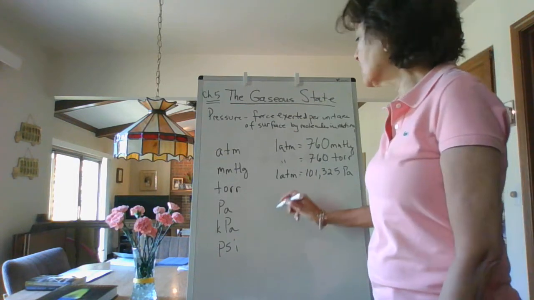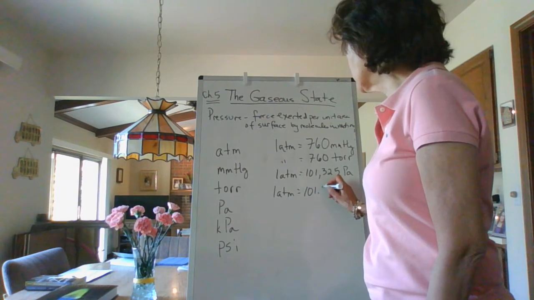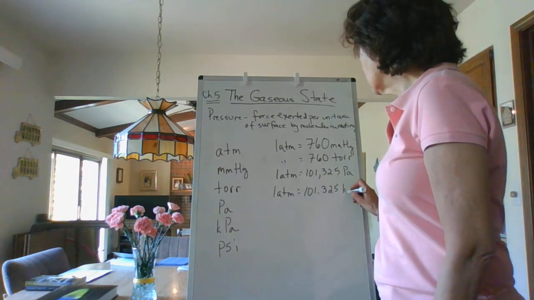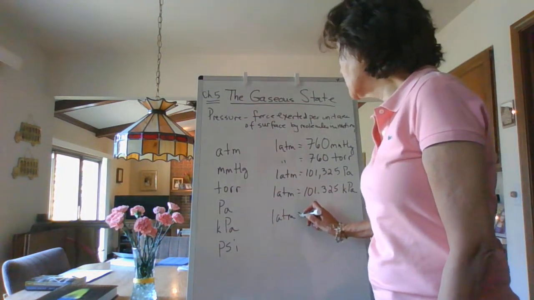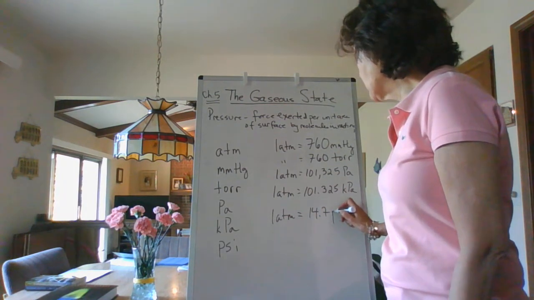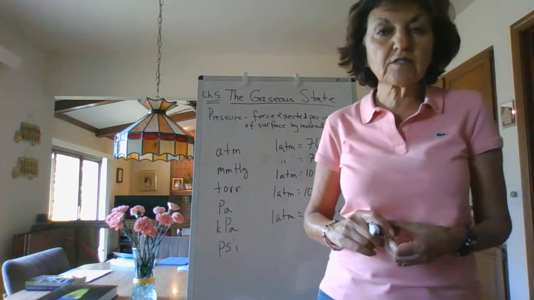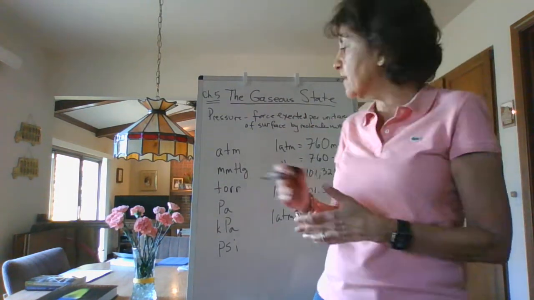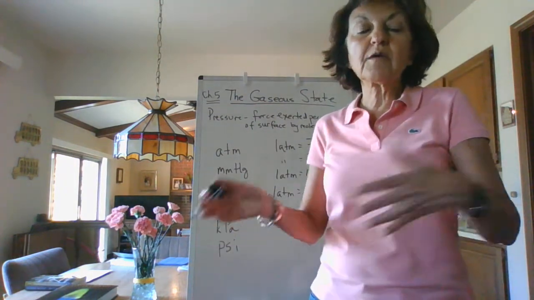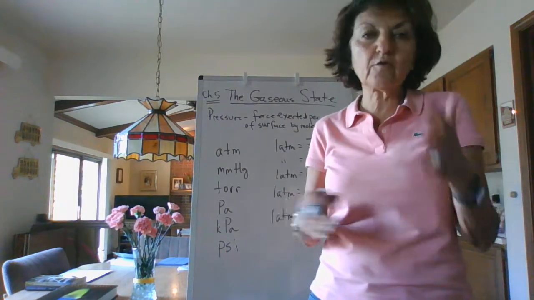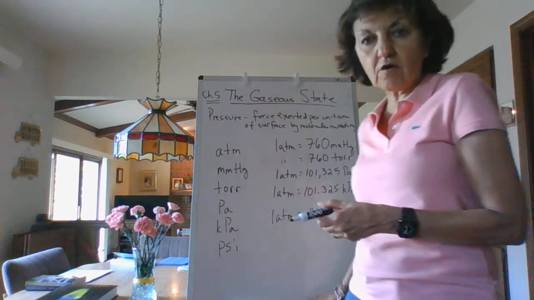So a lot of times we'll just use kilopascals. So 1 atmosphere is equal to 101.325 kilopascals. And then finally, 1 atmosphere is equal to 14.7 pounds per square inch, or PSI. Okay, so you should know these conversions and be able to, if I give you atmospheres, convert to millimeters of mercury. If I give you torr, be able to convert to pascals, go back and forth, and create conversion factors with these. It shouldn't be too difficult at all.